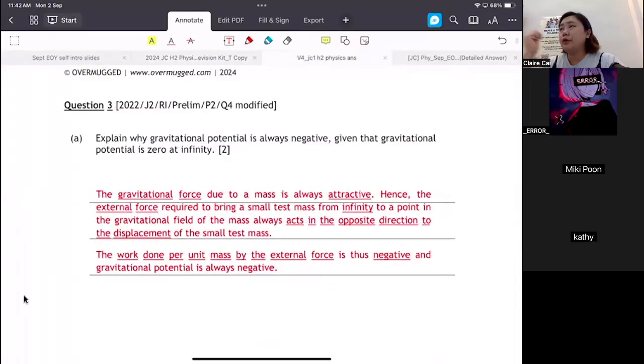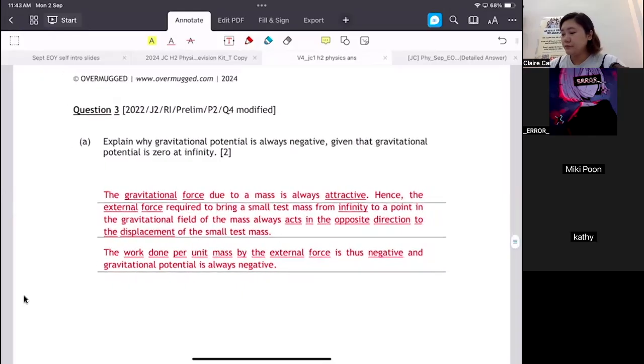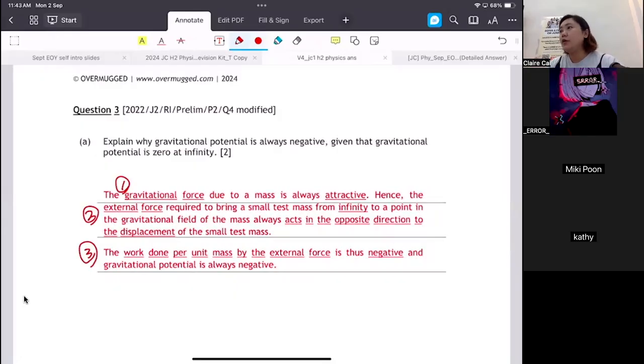So why is gravitational potential energy always negative? I said the 3 points. 1, your FG is always attractive. Therefore, your external force and the displacement are always in opposite directions. Therefore, point number 3, the work done by this force, and by definition, your GPE is always negative. That's why the 3 points.